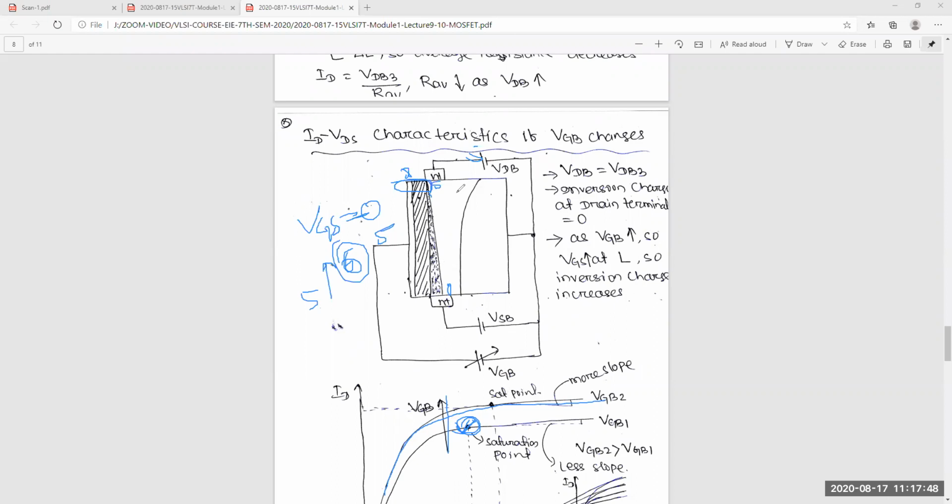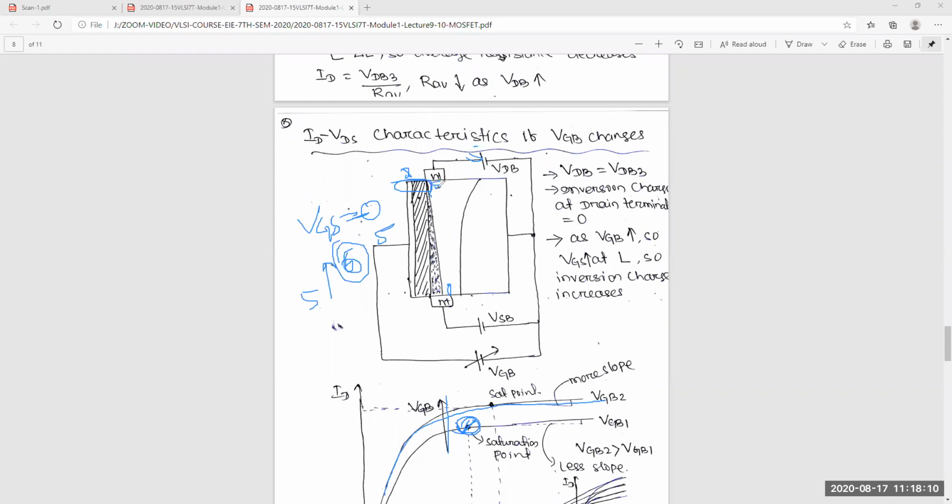Will it be 0 or not? It will not be 0, because at 5 voltage it was 0. If you increase from 5 to 6 voltage, it will not be 0. Some finite charges will be there. Yes or no? Yes, sir. So be interactive. So the charges will be there.